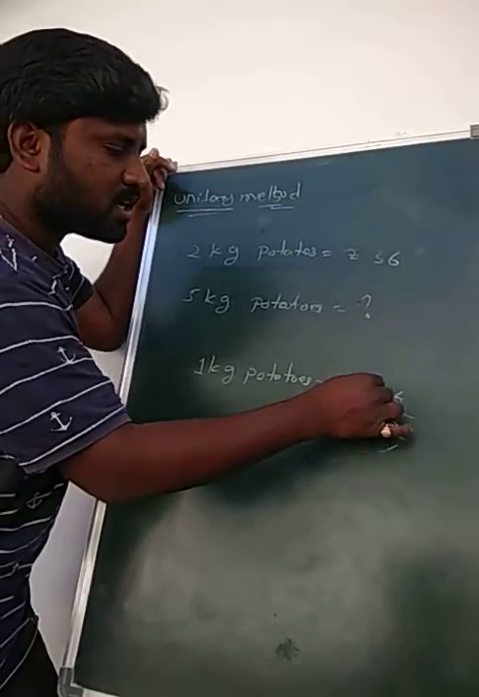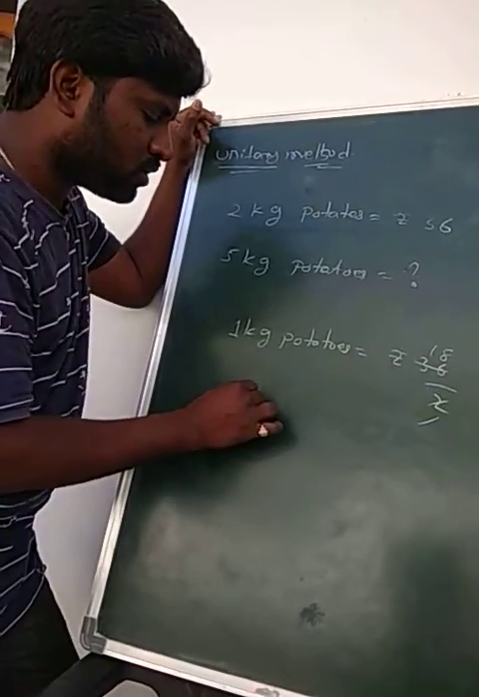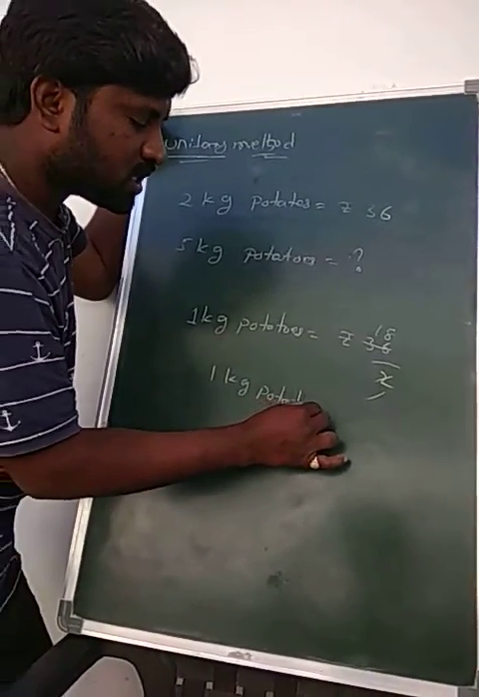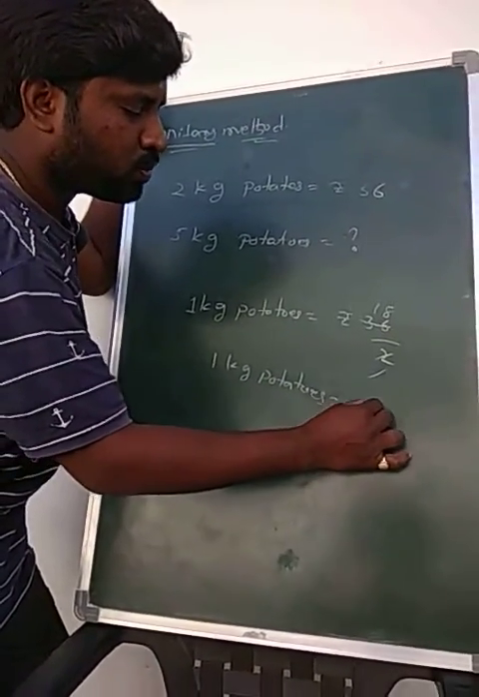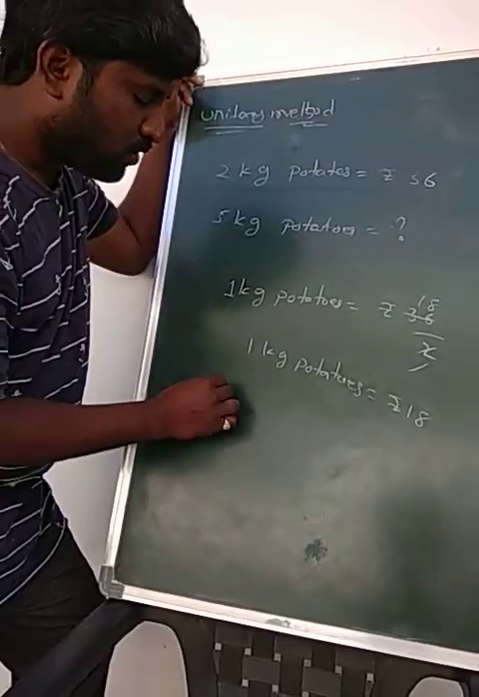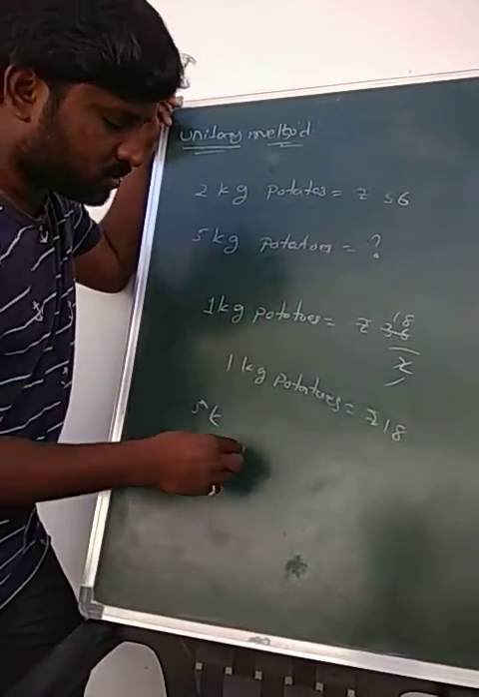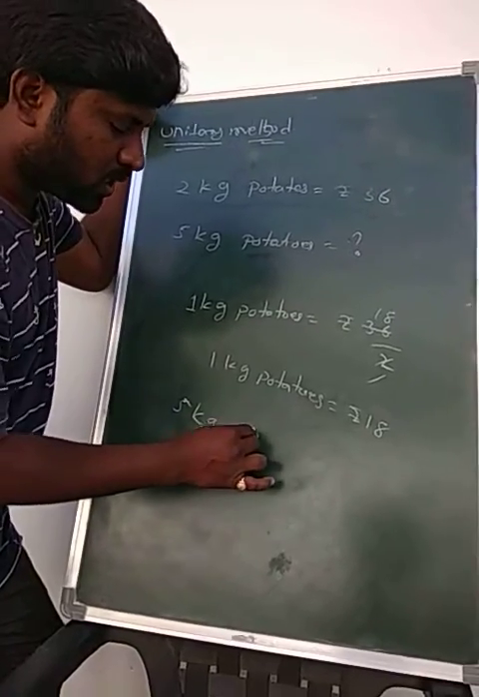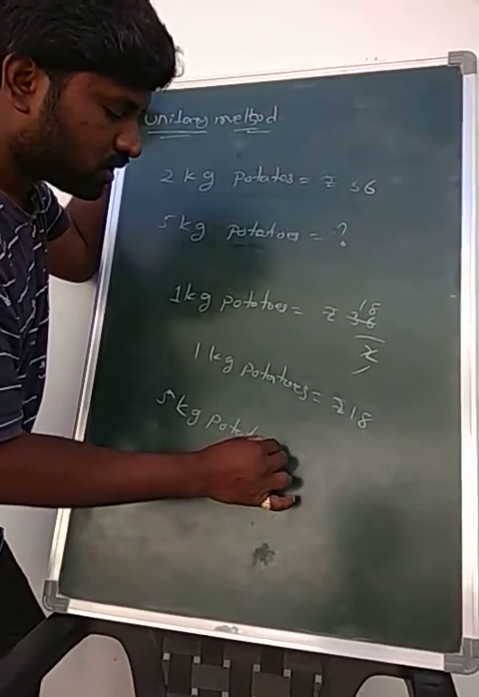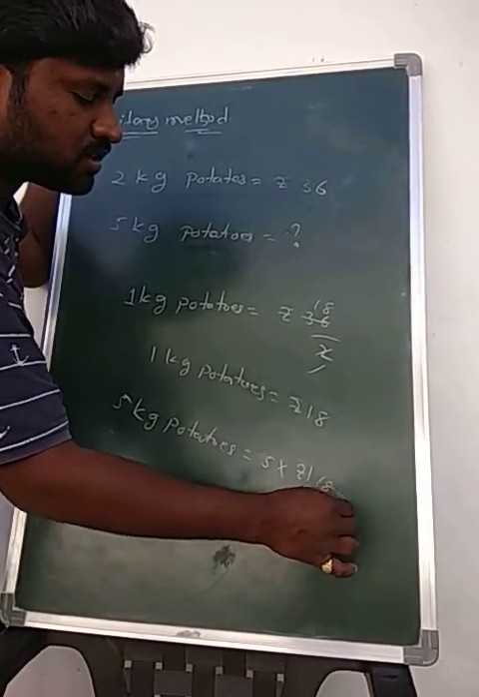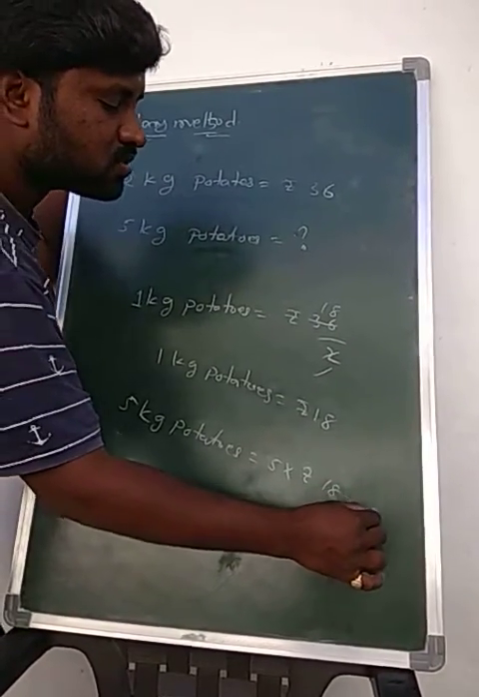So 2 ones are 2, 18 twos are 36. So we know 1 kg potatoes is equal to rupees 18. Then 5 kg potatoes is equal to what? Means 5 kg potatoes is equal to 5 into rupees 18, means that is what?